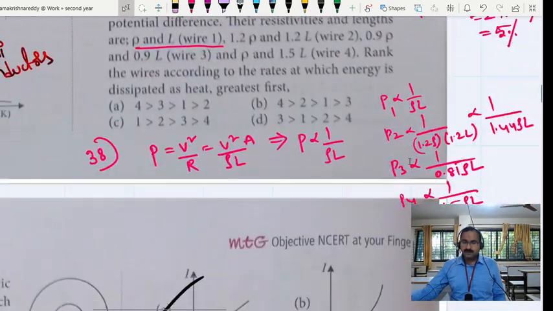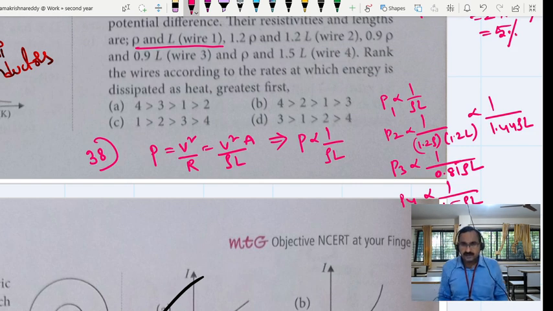So these are the power problems we are solving. We have to focus on which case we are getting the highest value. 1 divided by this is nothing but 1 divided by rho L only. According to that order, the first is 1 divided by rho L, next 1 divided by 1.44, then 1 divided by 0.81, and 1 divided by 1.5.